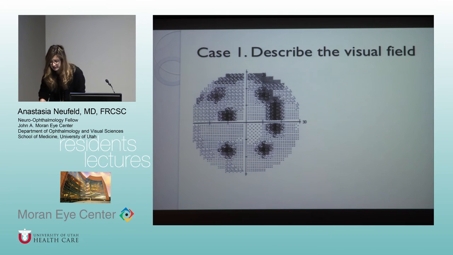We're going to start with this visual field. And so I'm going to get one of you guys, and maybe let's start with one of the junior residents describing this visual field, and then we'll talk about what this is and why this is happening. So Tara, do you want to start? Yeah, so there's like some scattered scotomas almost in the same location.